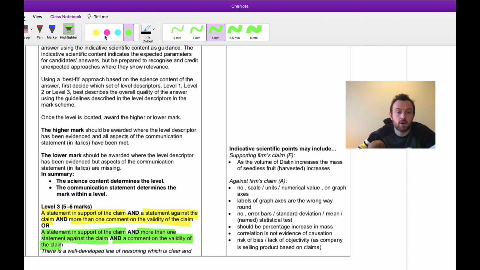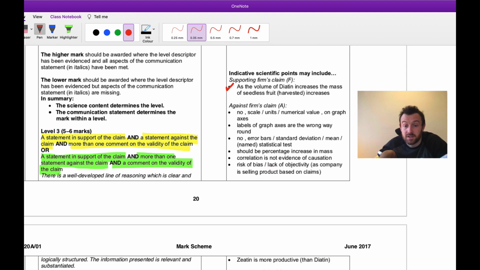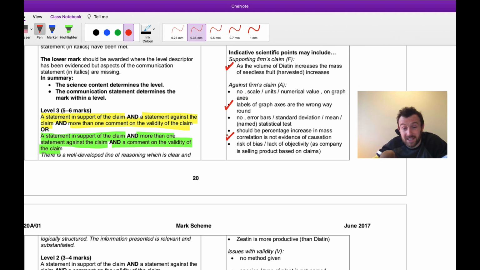All right. So I did say this: as the volume of dieting increases, the mass of seedless fruit increases. That's the only real thing that they've said is for. Against, there's loads. Okay, well, I did mention this before, but I didn't put it in my answer. The labels of the graph are the wrong way around. It's really weird. Correlation is not causation. And so I did say 2 of those. Yeah, I missed loads of these. Look, I should have put this.